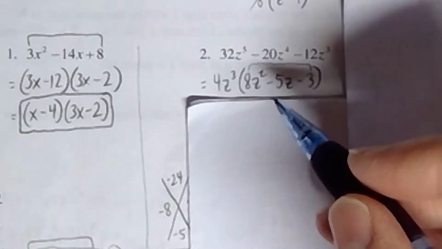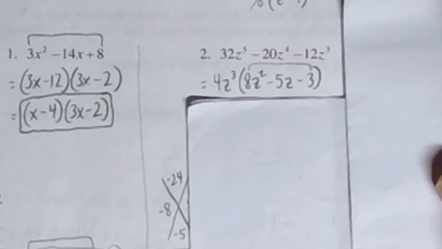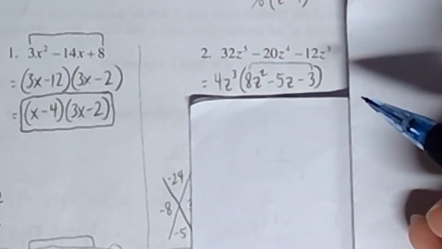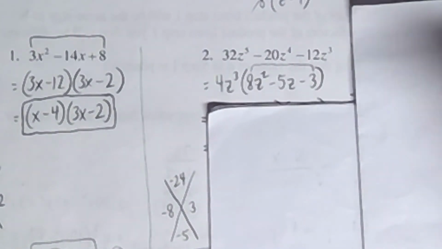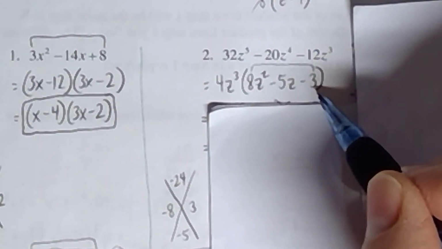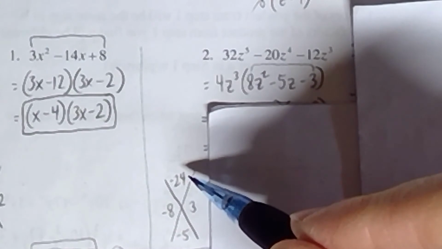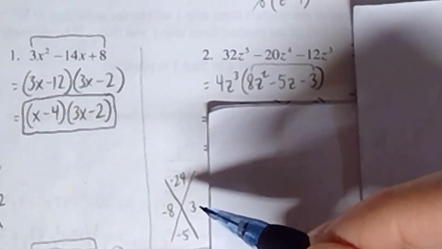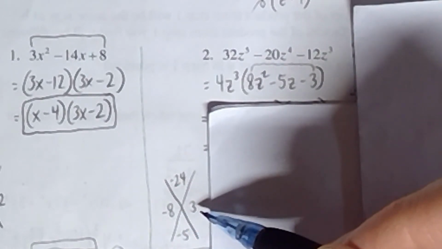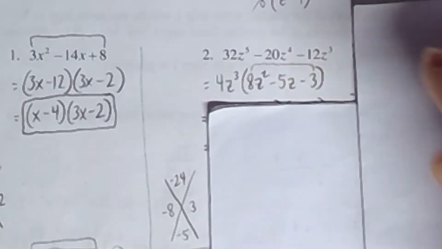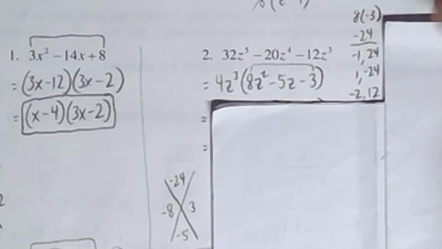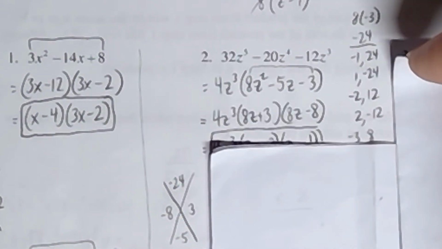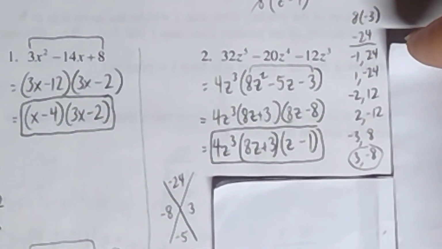Again, don't forget to bring down the 4z to the third on the next step as you try to make 2 brackets here. But the way you make the 2 brackets is you multiply the 8 times the negative 3. We get negative 24, but it needs to add up to that middle number, negative 5. And sure enough, the 2 numbers that work, okay, are 8 and negative 3. Okay, and I made a list over here, and it ends up becoming this whole big list right here.